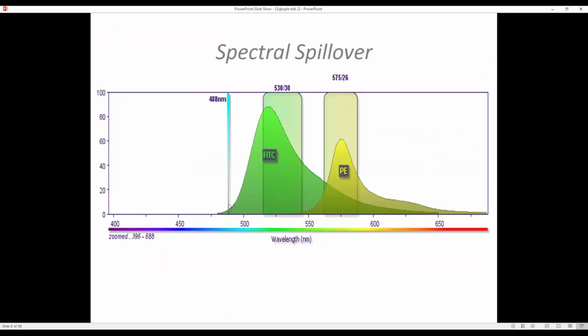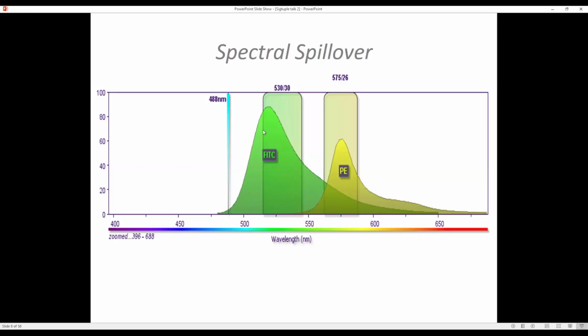So you see this is the FITC emission spectrum, and this is the PE emission spectrum. And you can see this is the detector with a bandpass filter, which allows light between 530 plus or minus 30, which means it will allow light between 500 to 560 nanometer to go and hit the FITC detector. Similarly, you have this PE channel with the PE detector, which has a bandpass filter which allows light between 550 to 600 to pass through it.